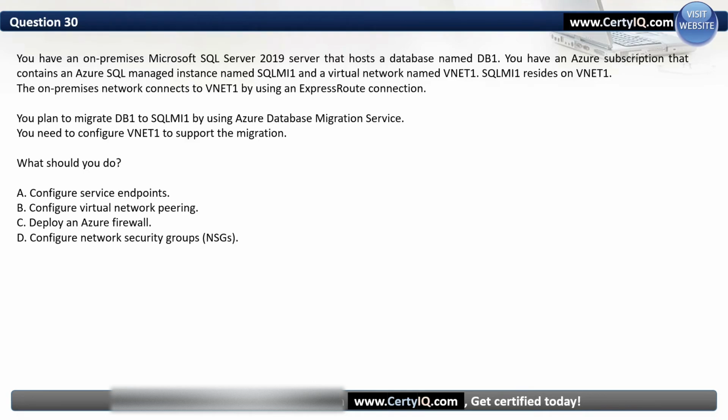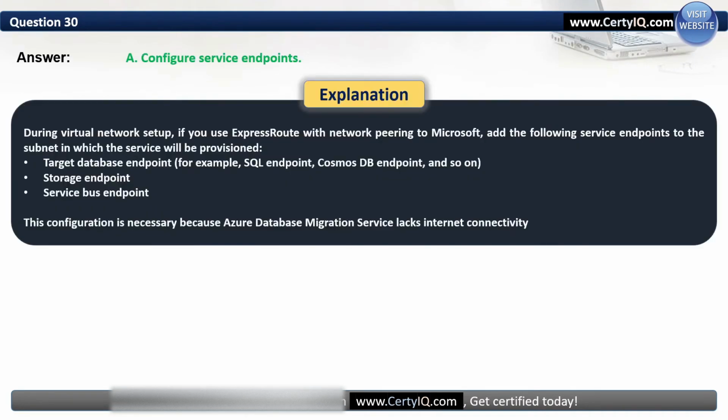The correct option is A. Configure service endpoints. During virtual network setup, if you use ExpressRoute with network peering to Microsoft, add the following service endpoints to the subnet in which the service will be provisioned: target database endpoint, storage endpoint, service bus endpoint. This configuration is necessary because Azure Database Migration Service lacks internet connectivity.